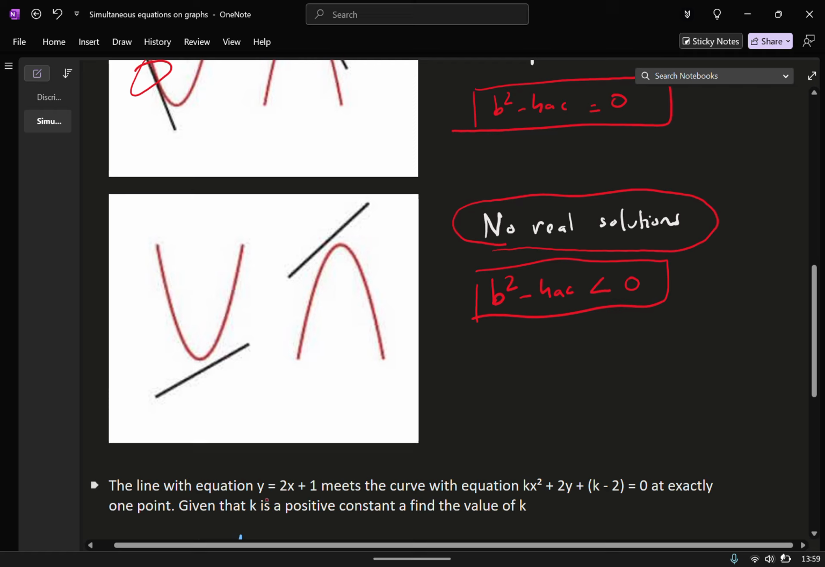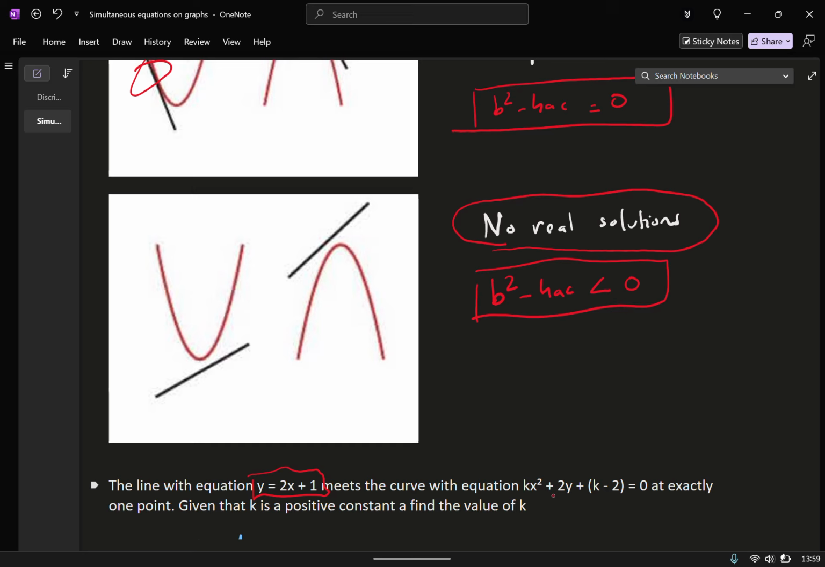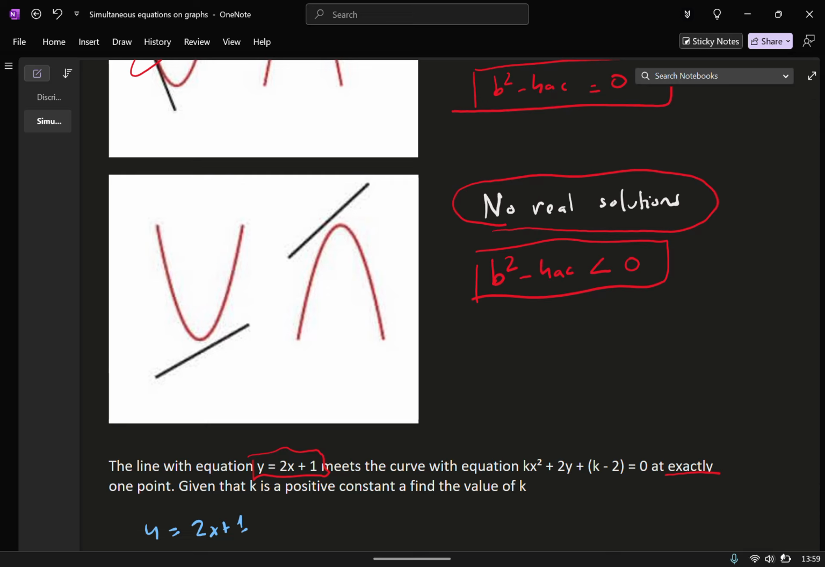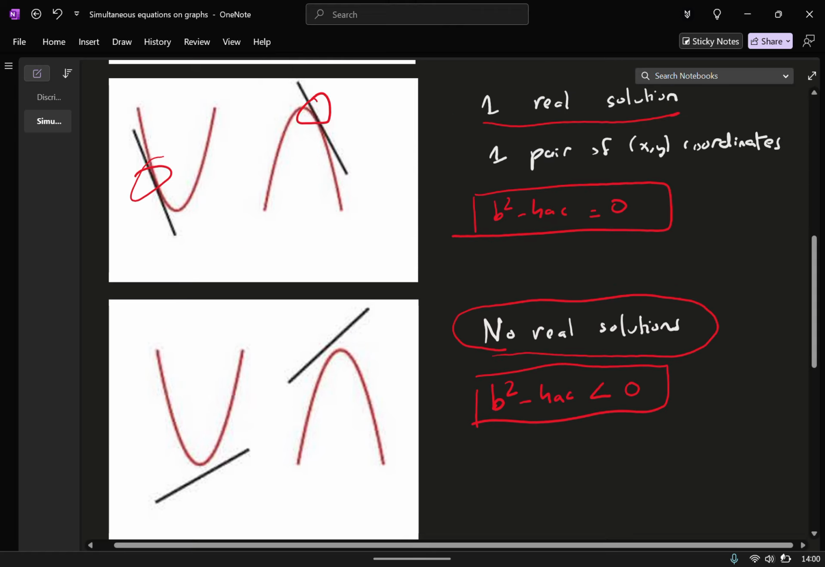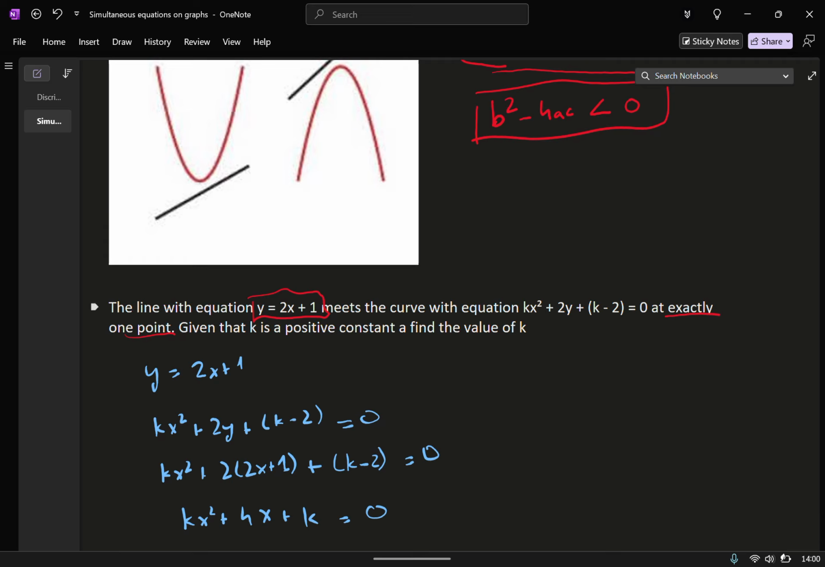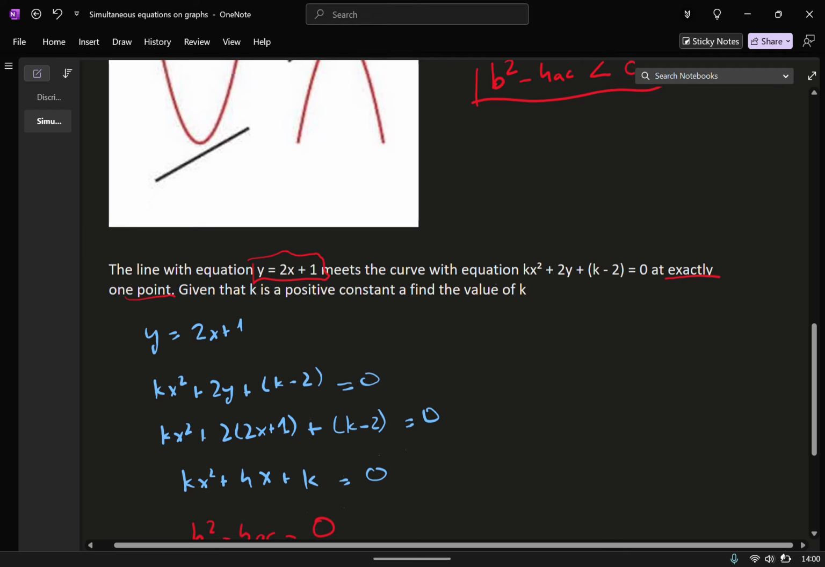So the line with the equation, so that's our linear graph, 2x plus 1, meets the curve with the equation 2kx squared plus 2y plus k minus 2 at exactly 1 point, right? So first of all, we know that they're meeting, so we're going to solve them simultaneously. And this exactly 1 point part of the question tells us that there is going to be one real solution, because they're only intersecting at 1 point, right? So now let's solve it. We have our line equation, and we have our quadratic graph equation, and I know it's a quadratic graph because it's x to the power of 2.